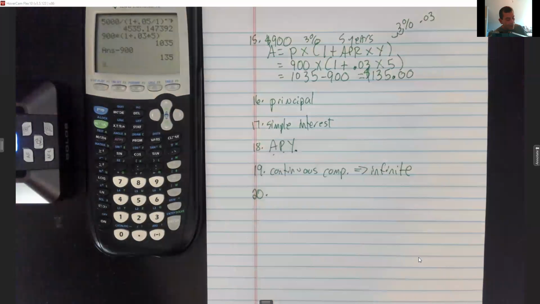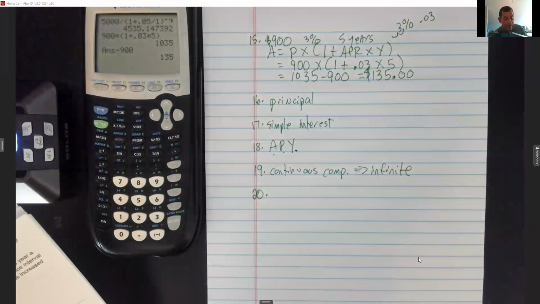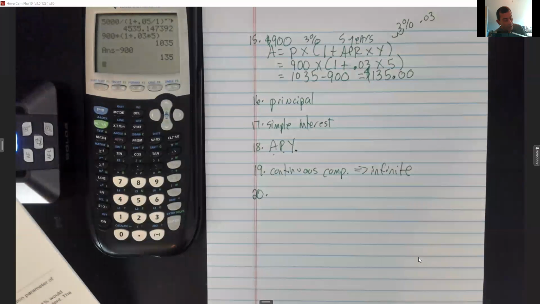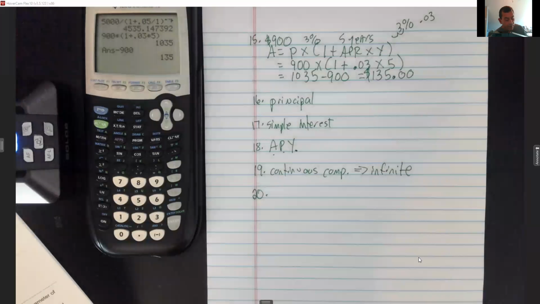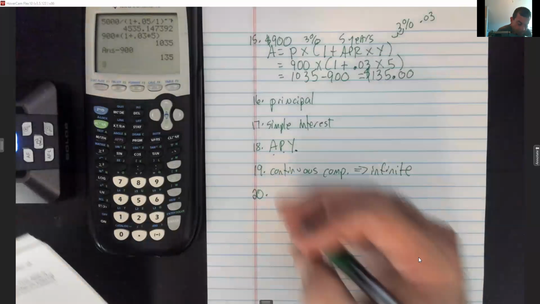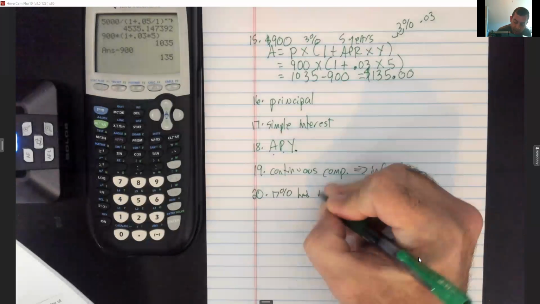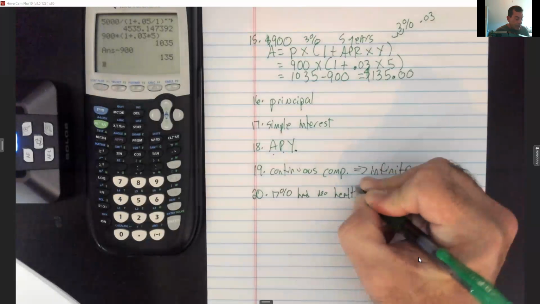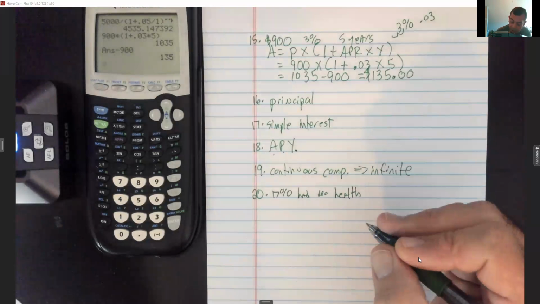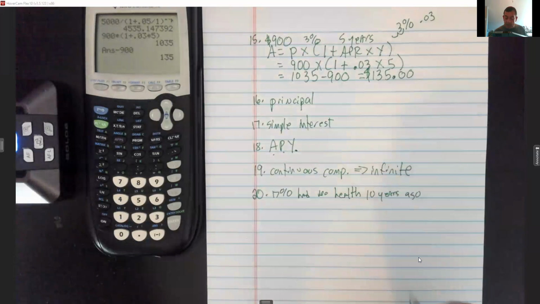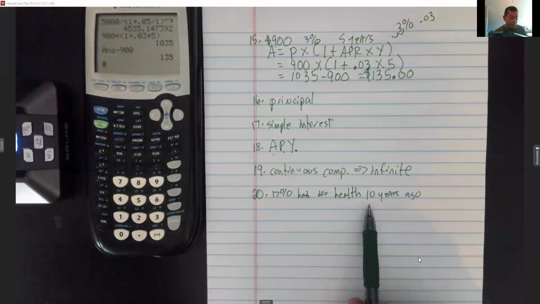Okay, 20. A sample statistic and margin of error are given. Find a confidence interval likely to contain the population parameter of interest and answer the question. So 10 years ago, according to government records, 17% of the population had no health insurance. So 10 years ago, 17% had no health insurance.